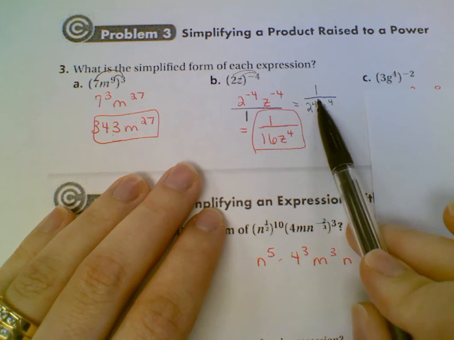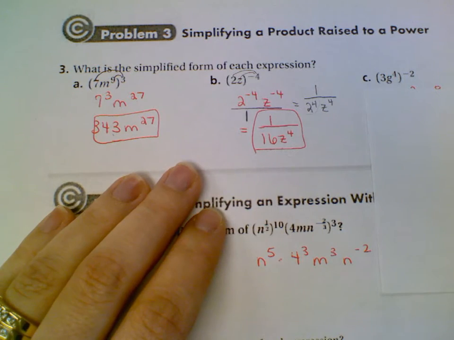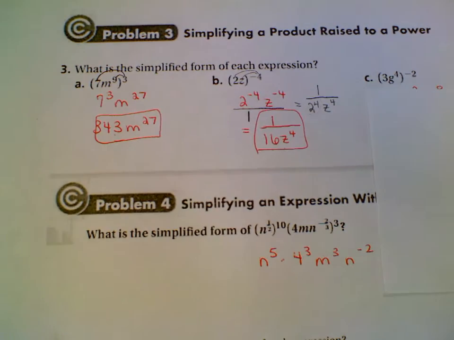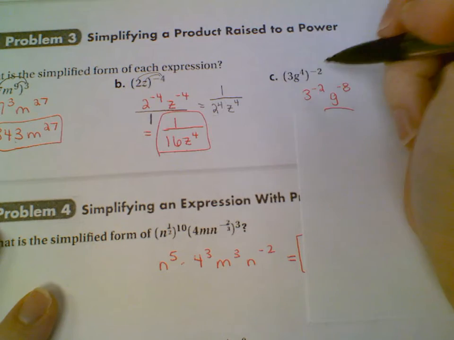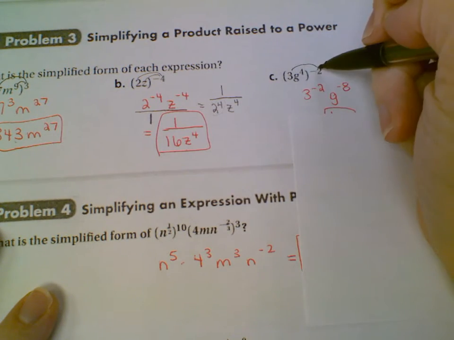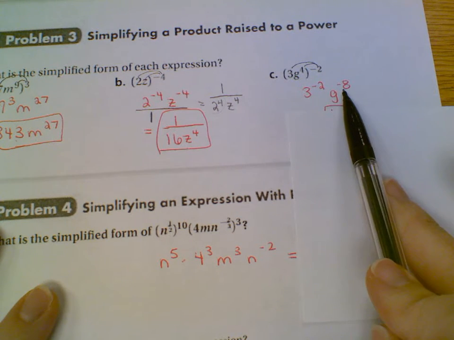Then I would evaluate 2 to the fourth, so it's going to become 16, and then the z stays the same. Pause the video and try the last one. You should be distributing that negative 2 to the 3, and then when I distribute it to the g, you're going to multiply the 4 and the negative 2.